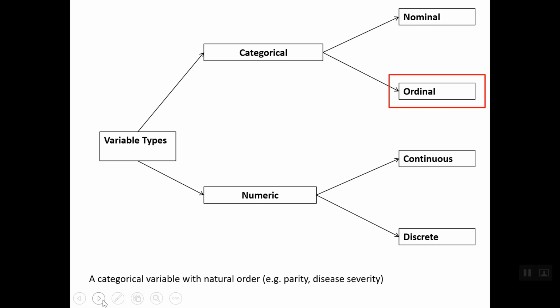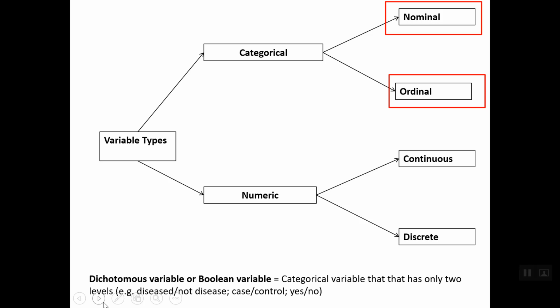Okay, so if we move on now to introduce just one more piece of terminology involved with categorical variables, and that's a dichotomous or a Boolean variable. Now they sound like really fancy names. All they mean is a categorical variable that has only two levels. So disease, not disease, case, control, yes, no. A lot of what we see in epidemiology is in fact categorical variables that are dichotomous or Boolean, because we're often looking at case control, disease, not.